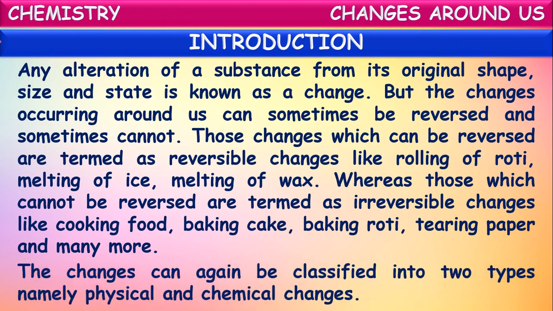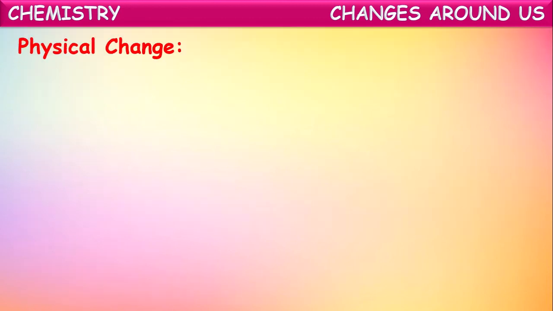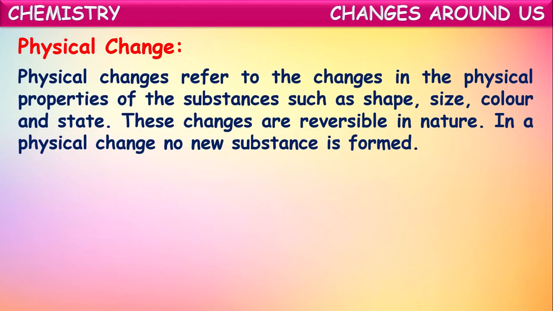The changes can again be classified into two types. Okay, let us see another type of classification here. They are namely physical and chemical changes. Okay, first let us see about physical changes. Physical changes refer to the changes in the physical properties of substances such as shape, size, color and state.